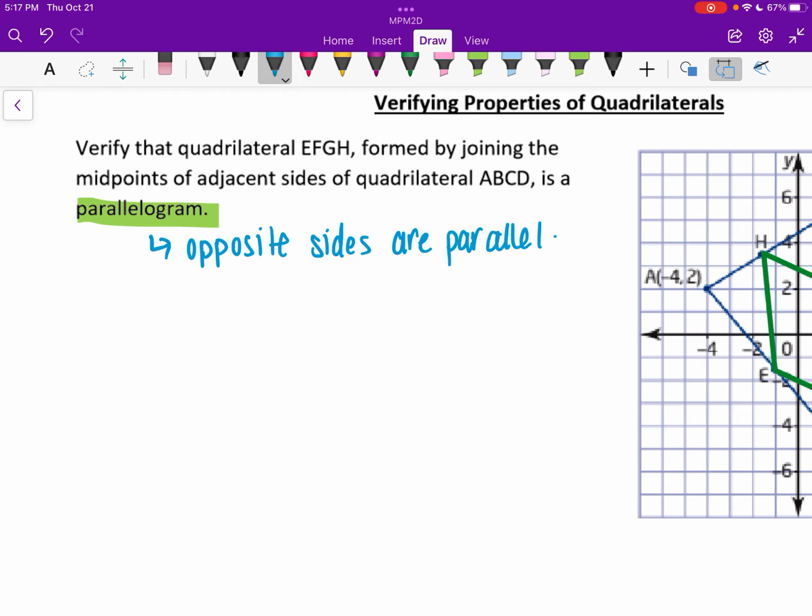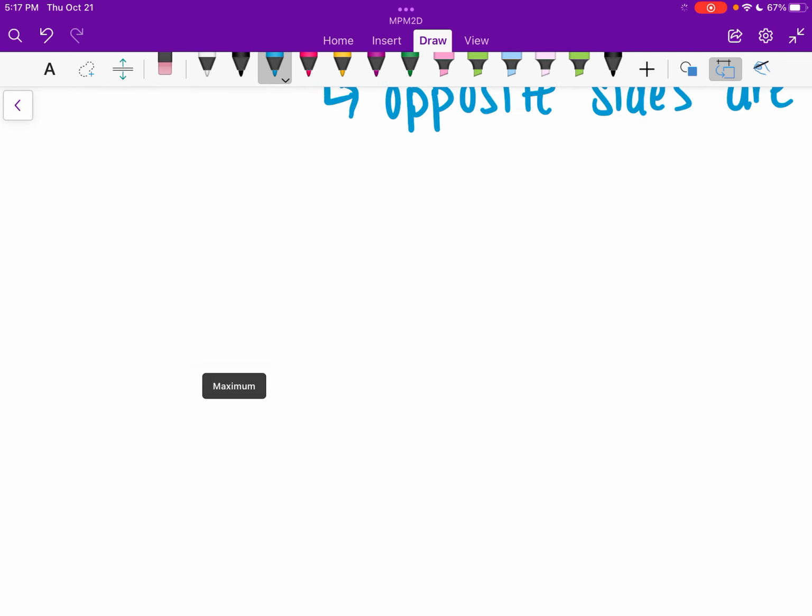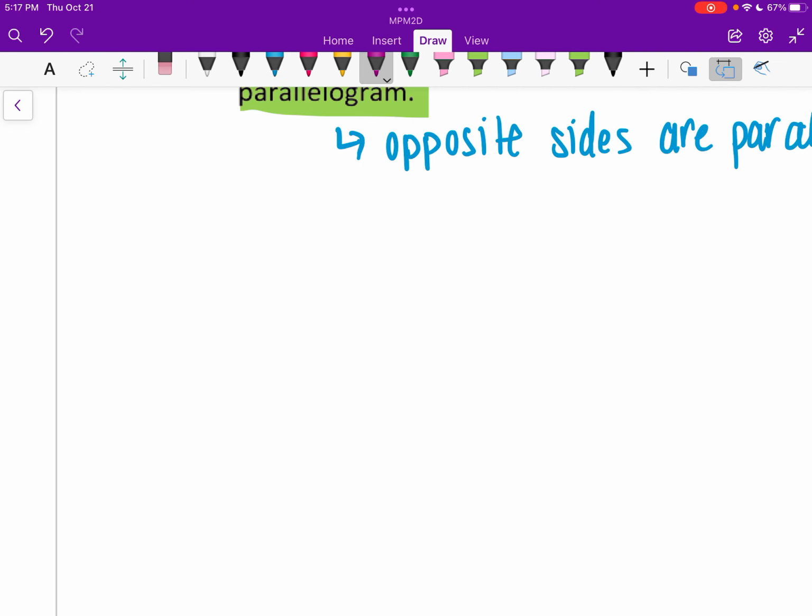Right? So in order to do that, we're going to show that the slopes of the opposite sides of EFGH are equal. So I'm just going to write that in. Sorry, guys.